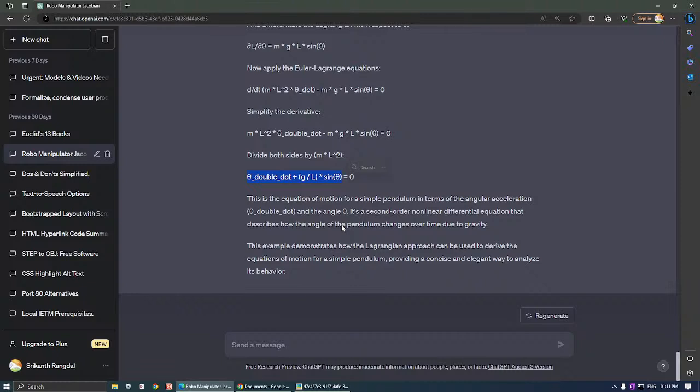Is it similar? Actually, I don't know. So this is the equation of motion for the simple pendulum in terms of angular acceleration and theta. It's a second-order nonlinear differential equation that describes how the angle of the pendulum changes over time due to gravity. This example demonstrates how the Lagrangian approach can be used to derive the equations of motion for a simple pendulum, providing a concise and elegant way to analyze its behavior.